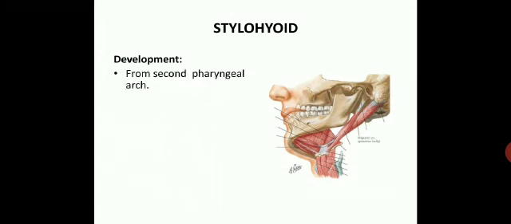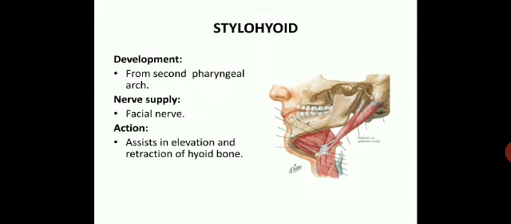The development, it is developed from the second pharyngeal arch. Nerve supply is by the facial nerve because the facial nerve is the nerve of the second pharyngeal arch. Action, it assists in the elevation and retraction of the hyoid bone, and also it fixes the hyoid bone with other hyoid muscles. Next muscle is mylohyoid muscle.